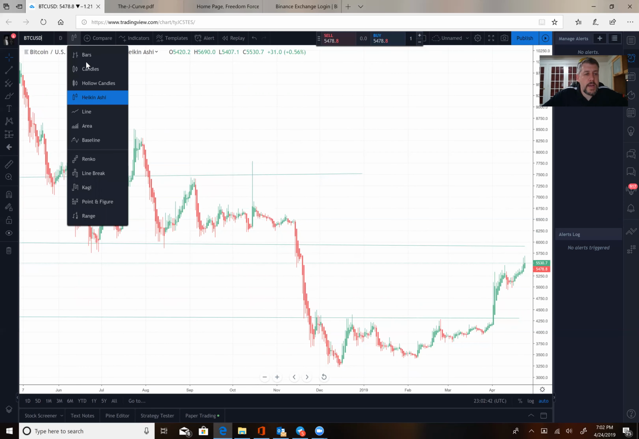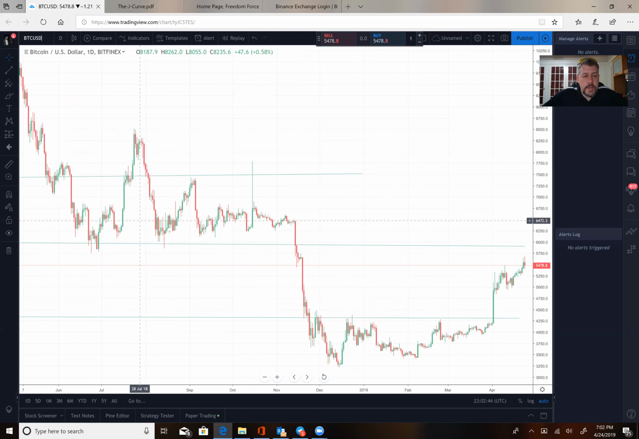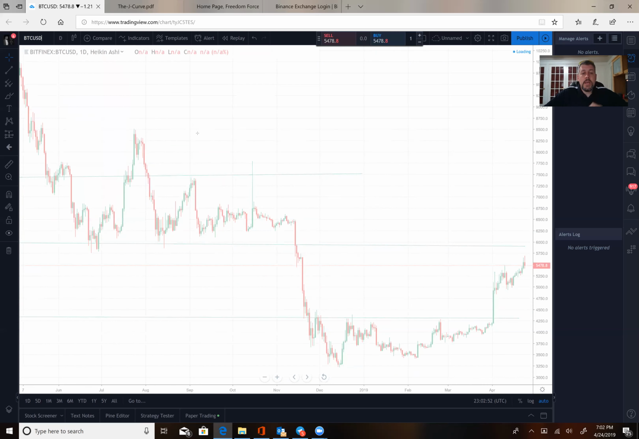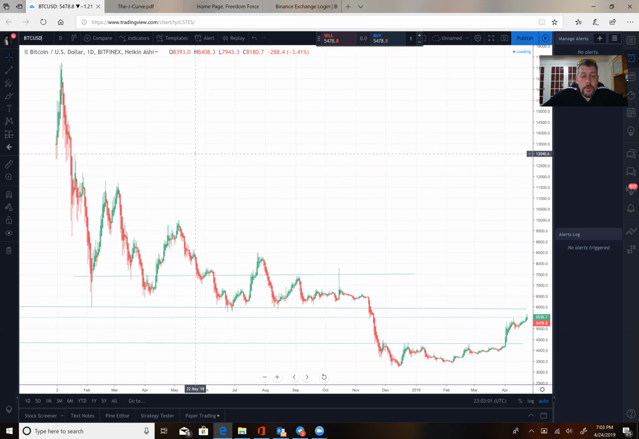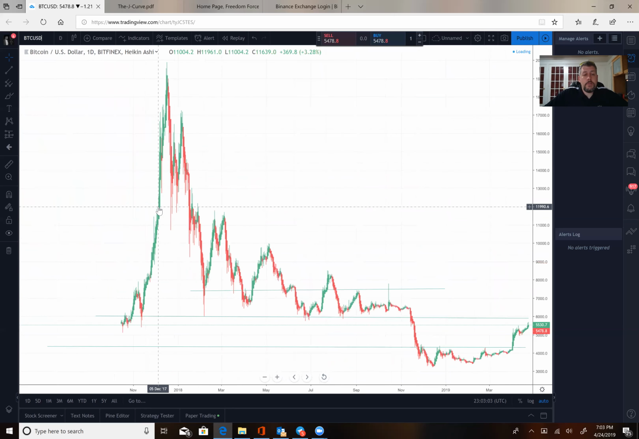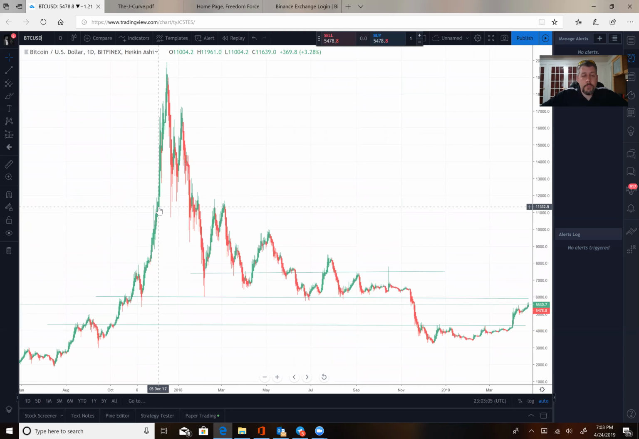So if we switch this back to Japanese candlesticks, it's a little more, well, what's the market exactly doing here? So the Heiken Ashi charts are my preference. It keeps things clean and simple, easy to look at. You still get the same information, but it's just in a better viewing format. And when you scroll out and you look at the last, whatever this is, 18 months of the Bitcoin charts, you can really see where the momentum went in here.